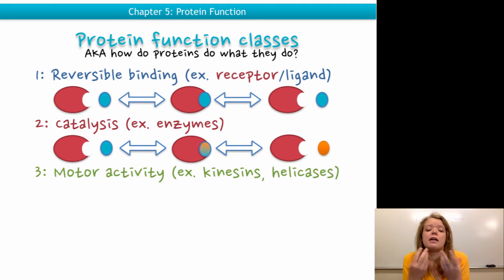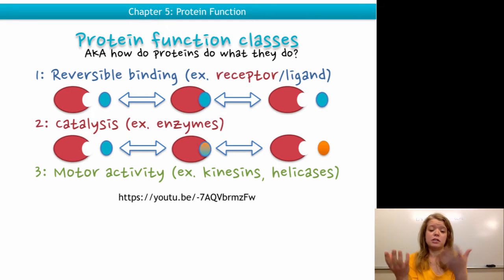And then finally, another functional class of proteins is the proteins capable of motion or motor activity, so kinesins, helicases, and other proteins. And if you guys want to see a cute video of a kinesin motion, so that, a movie is worth 1,000 words, you can go to this YouTube video and play it. I can't play it due to copyright.